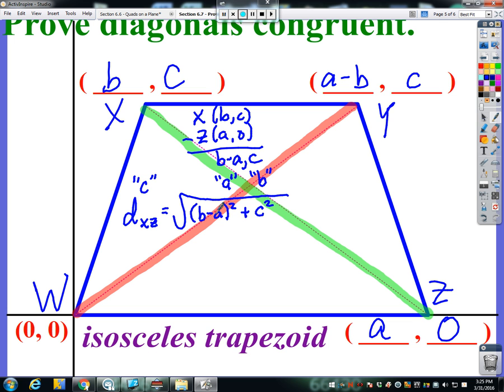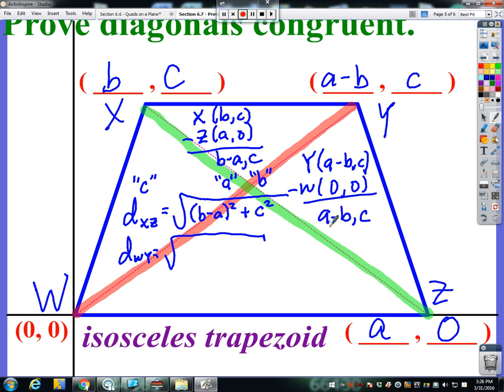And so now let's do the other diagonal. Let's take Y and subtract away W. That'll be friendlier mathematically since we'll just subtract some zeros. And we'll get a minus b comma c. So the distance between W and Y is the square root of these two things squared and added together. So we get a minus b squared plus c squared.